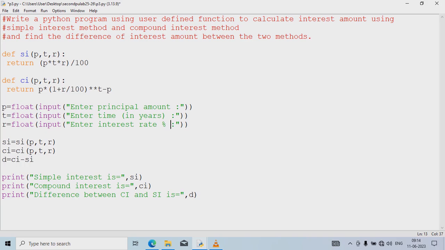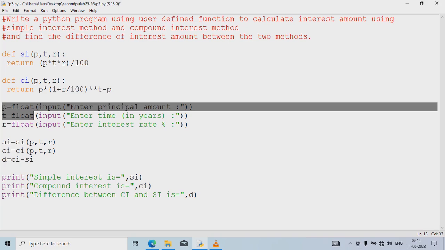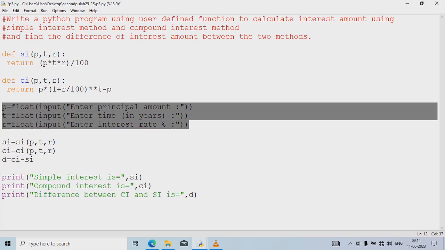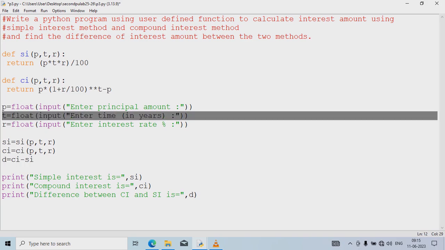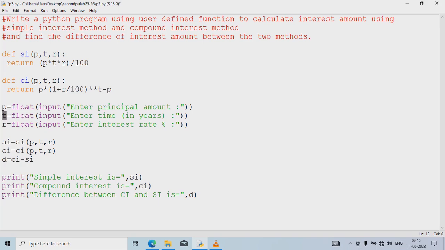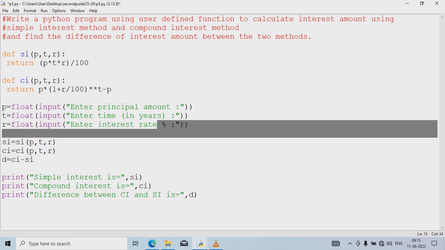The program part here is also the same. This much is the program part. First this much will be executed. From the user it is asking to enter the principal amount, whatever amount they are going to deposit. That will be converted into float and stored in a float variable p. Then the year will be specified and stored in the variable t. Then you can specify the interest rate in percentage.